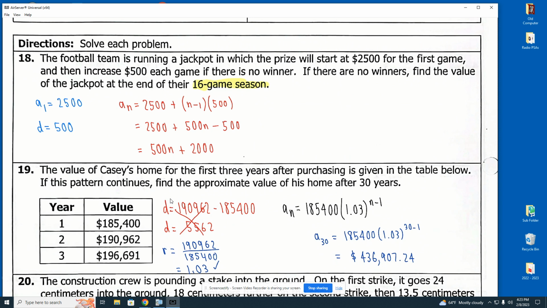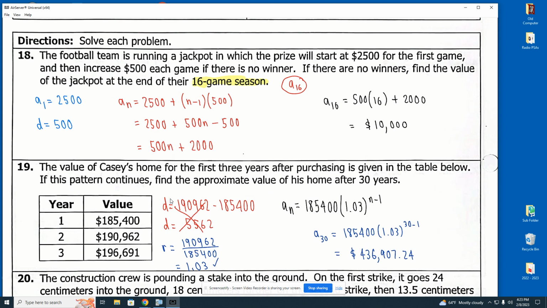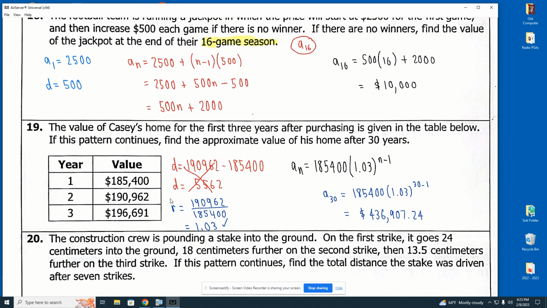So is that A sub 16 or is that S sub 16? Well, if it's just asking about how much it is after the 16th game, it's A sub 16. So that's what we're going to do. We're simply going to type in 16. 500 times 16 plus 2,000 will find this solution to be, I'm going to flip my page, $10,000 at the end.